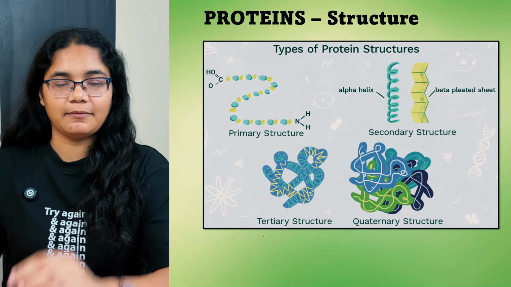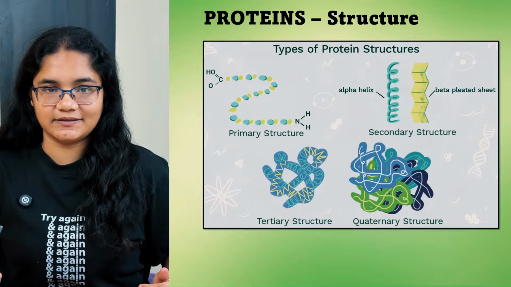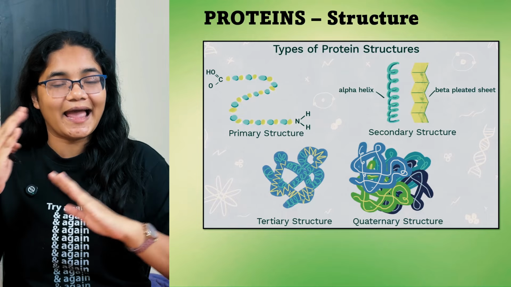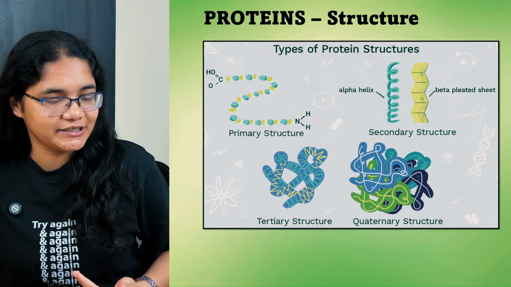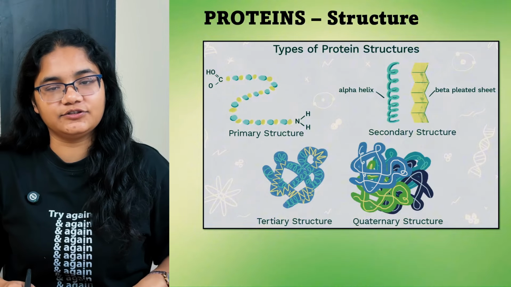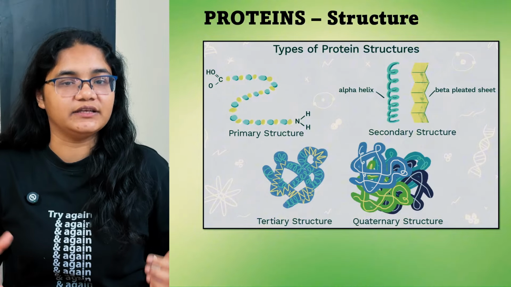Now, the primary structure is just the sequence of amino acids. The secondary structure is the alpha helix or the beta pleated sheets. The tertiary structure is fibrous or globular, and the quaternary structure is the 3D arrangement of these structures.